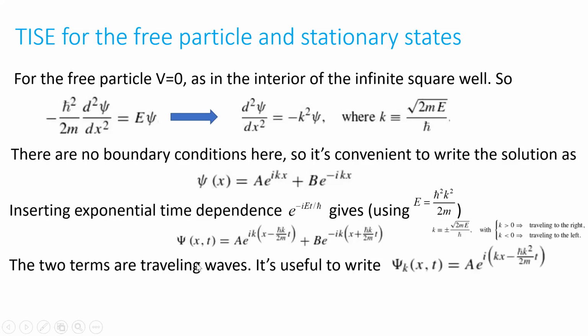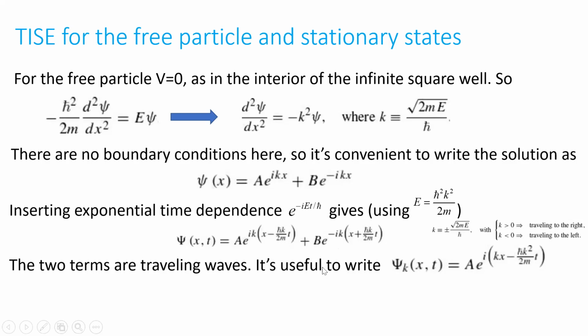So these two terms are traveling waves because they're of the form x minus some number times t. Any function of x minus some number times t is a traveling wave where the velocity is that number. And x plus some number times t would be a traveling wave moving in the opposite direction, in this case to the left, assuming k is positive.